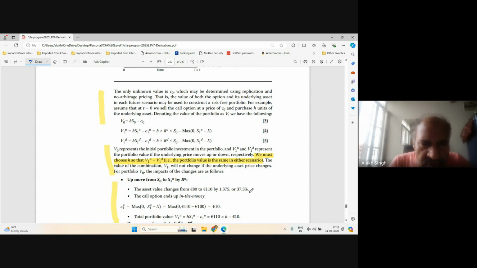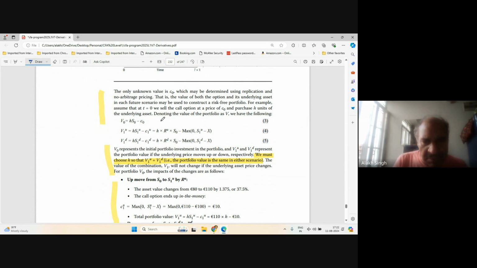C0 is unknown, which may be determined using a replication of no arbitrage pricing. So how do we replicate it? The value of both the option and its underlying asset in each future scenario may be used to construct a risk-free portfolio. For example, at T0, we sell the call option at price C0 and purchase H units of underlying assets. How do we know H units of underlying assets? H is the hedge ratio.